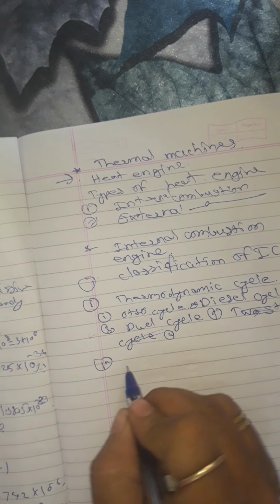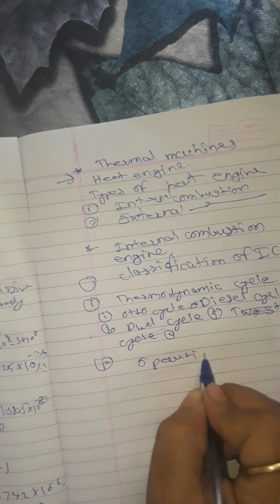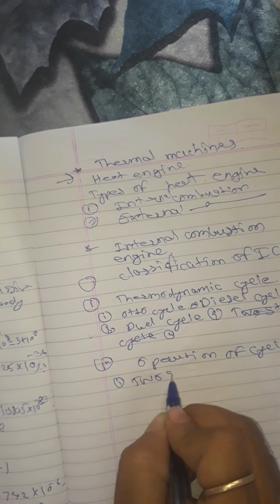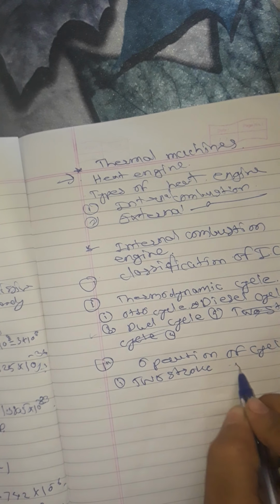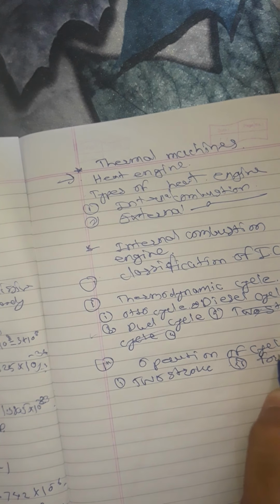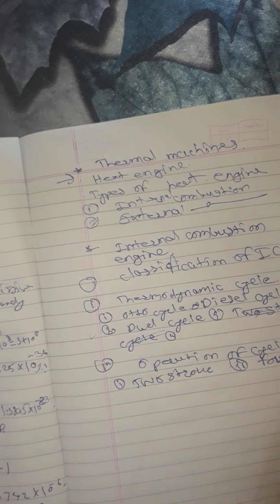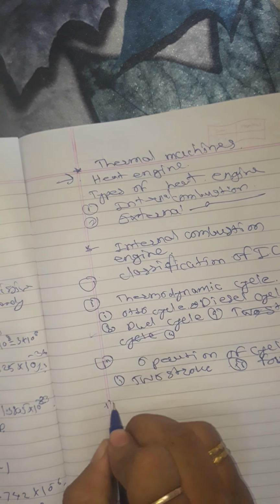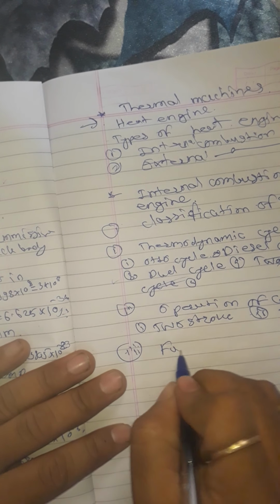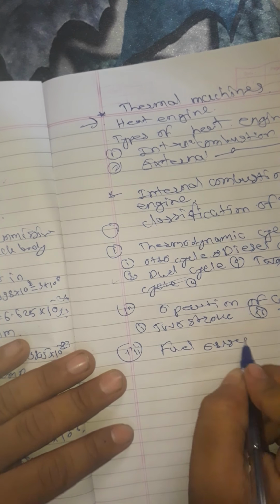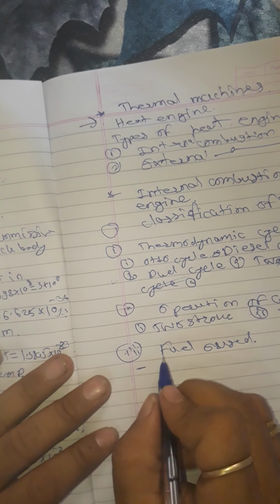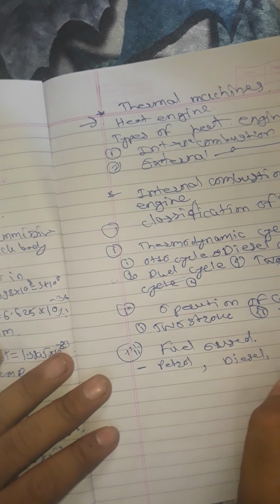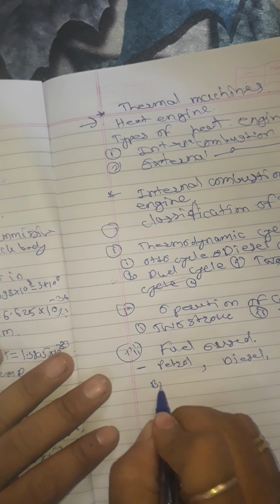Then next type, operation of cycle. First, two-stroke, and second one is four-stroke. Next, fuel use. Third one is fuel use. In this, petrol engine, second diesel engine, third gas engine, and fourth biofuel engine.